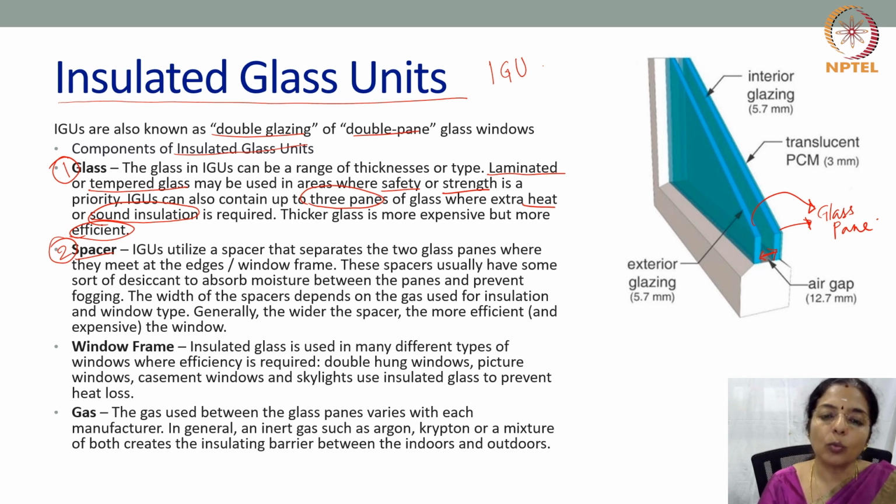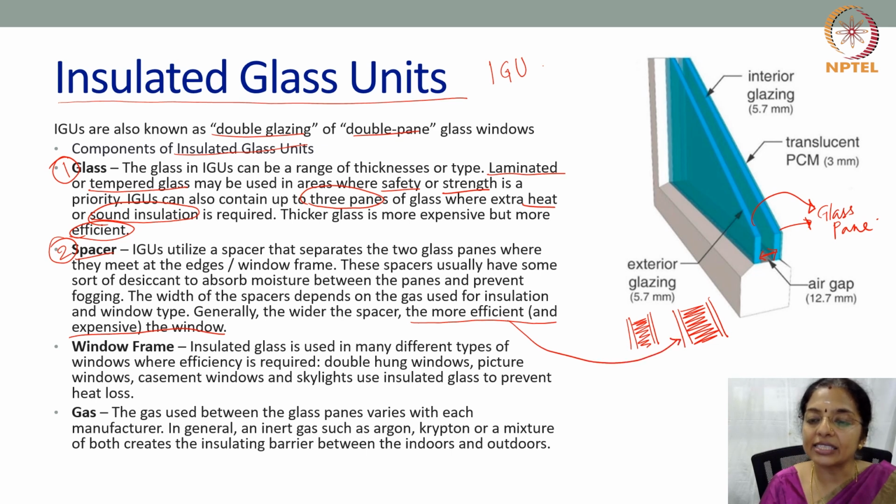Generally, the wider the spacer, the more efficient and expensive the window will become, because the space between the glazing will increase, and that will also mean more infill material, more insulating material, and therefore this can become more efficient as well as expensive as compared to the first one.